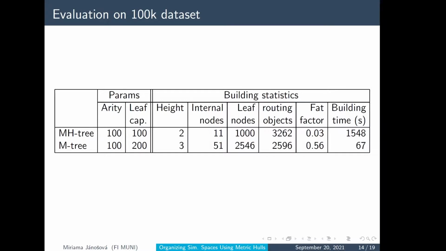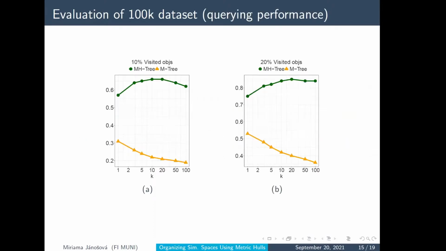Lastly, I present selected results on the larger 100,000 images dataset. We set the structure parameters of both trees to obtain similar ones. They are summarized here in the table. Especially notice the fat factor of the MH3 that is lower by one order of magnitude compared to M3, which suggests a high compactness of the HAL representation.